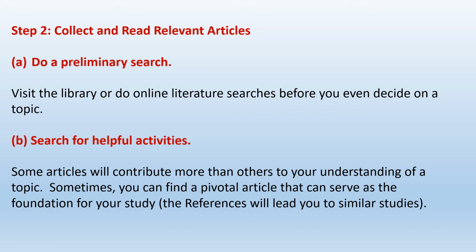Okay, the references will lead you to similar studies. There may be a lot of references at the end of that pivotal article, so you can search for those articles. Many of the research article full texts may not be available, so you have to request the author for the full text or request your library to get the full text article. Sometimes your university may have subscribed to that journal, so you can get the full text article from your library.